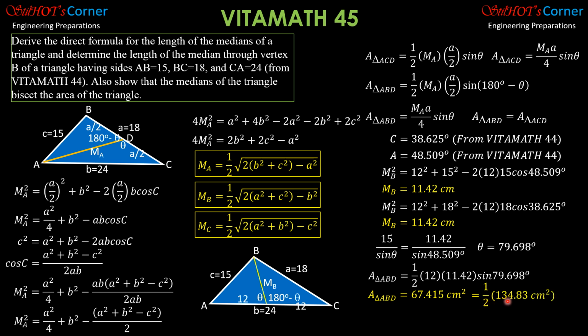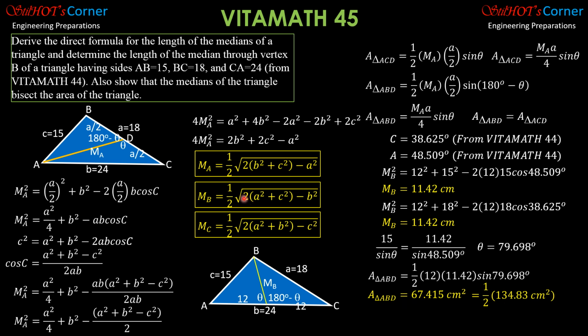So 1/2 of 134.83, this is the area of the triangle ABC with these sides, and you look at the area from Vitamath 44, and you can find there that the area is 134.83 cm square. You can also compute the area by Heron's formula here, but we ran out of space. That's why I'm just writing the area from Vitamath 44.